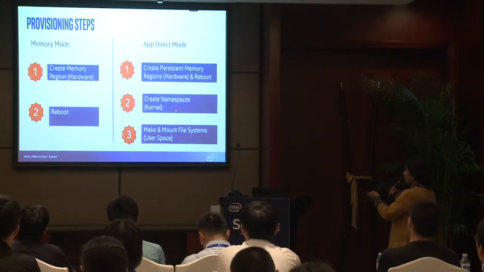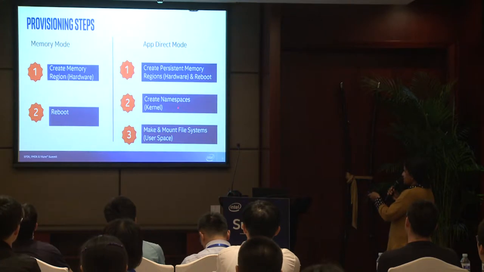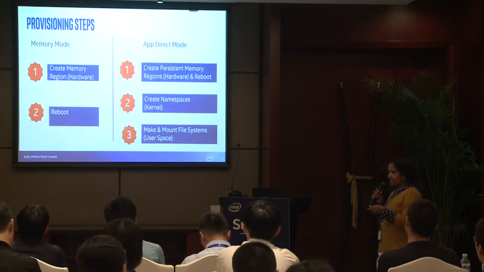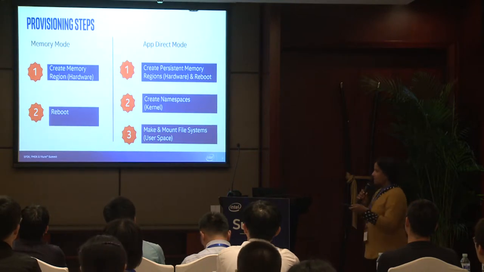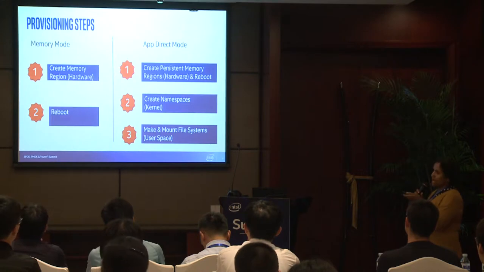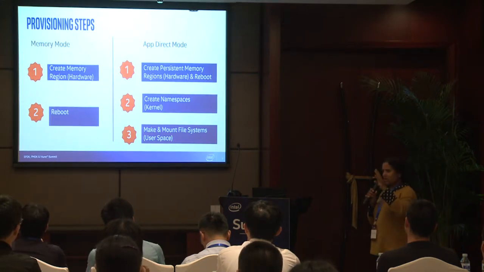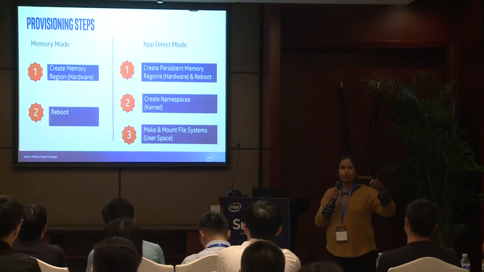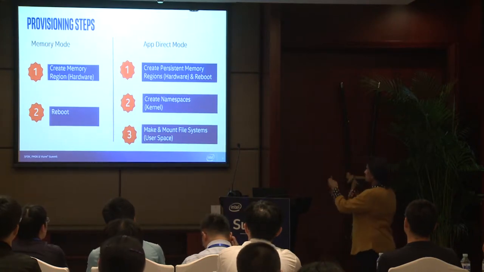In AppDirect mode, you have to create regions. Again, that happens at the hardware level. Then you create namespaces. That is exposed to the kernel, and that creates a logical device. And then you create and mount file systems. That happens in user space. So this is at a very high level, but I'll show you the tools that are used to do these steps.